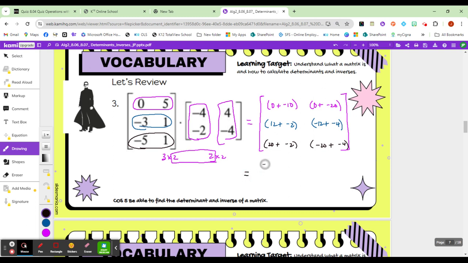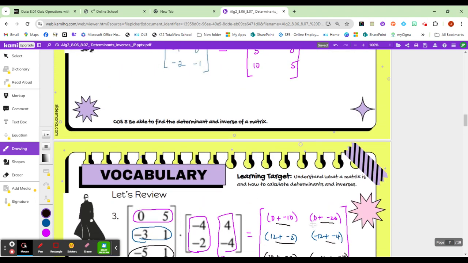And now I'm just going to clean this up. 0 plus -10 is going to give me -10. 0 plus -20 is going to give me -20. 12 plus -2 is going to give me +10. -12 and -4 is going to give me -16. 20 plus -2 is going to give me 18. And -20 plus -4 is going to give me -24. And that would be my answer.